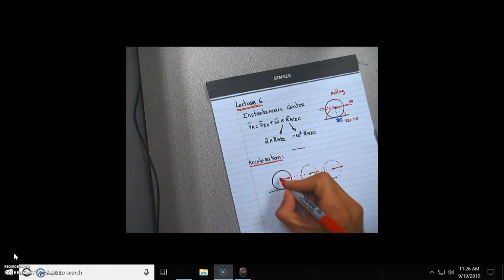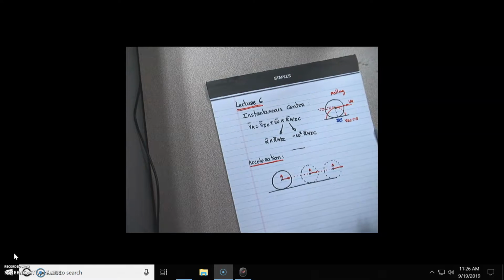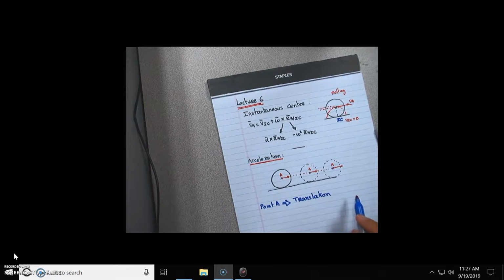what type of motion is point A having over here? What is it? Point A is moving in what? What type of motion is it having? Translation only, no? But basically the real motion of point A is translation.